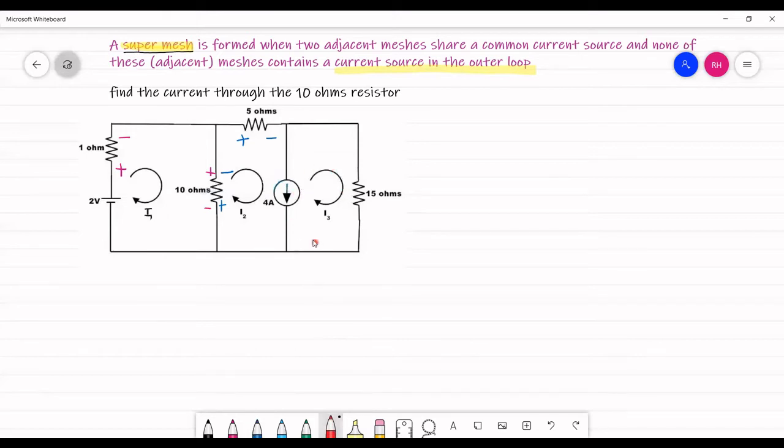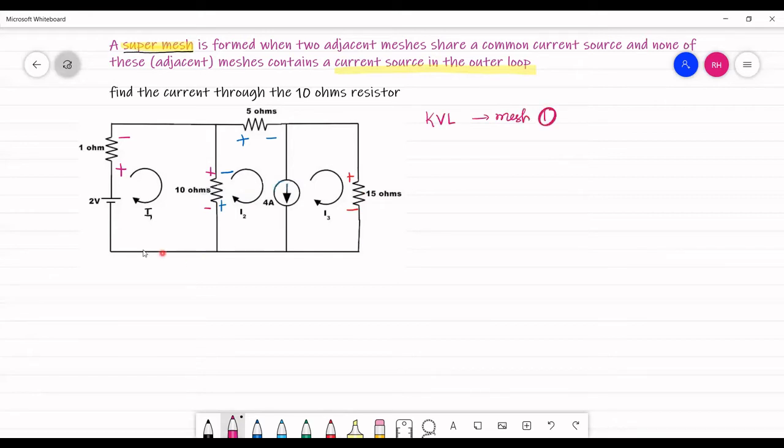Now over to the next mesh. Let me start from this point. Current enters, so plus, and then current leaves, so minus, and then this is a current source where you are not supposed to put plus or minus. Now let me go to the next step, that is, apply KVL to the meshes. Let me start from mesh 1, so apply KVL to mesh 1.